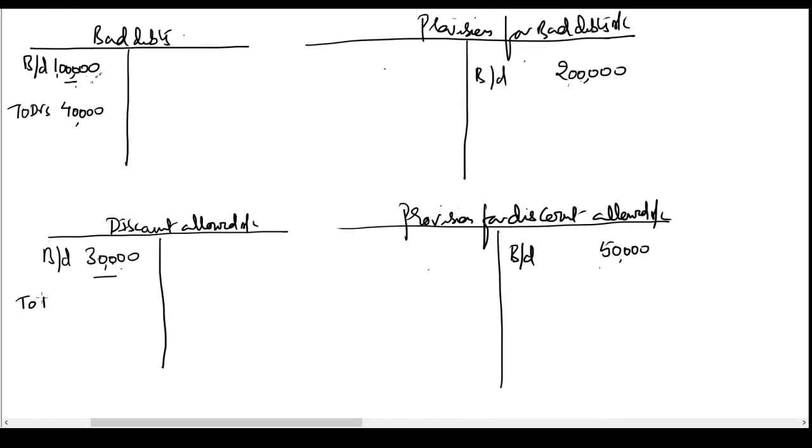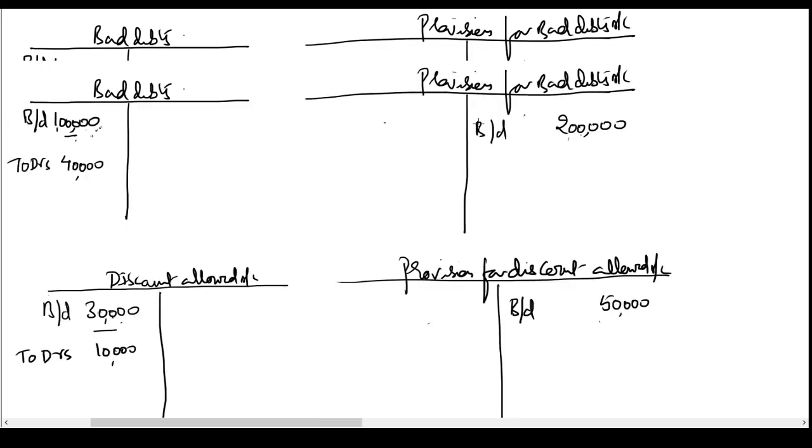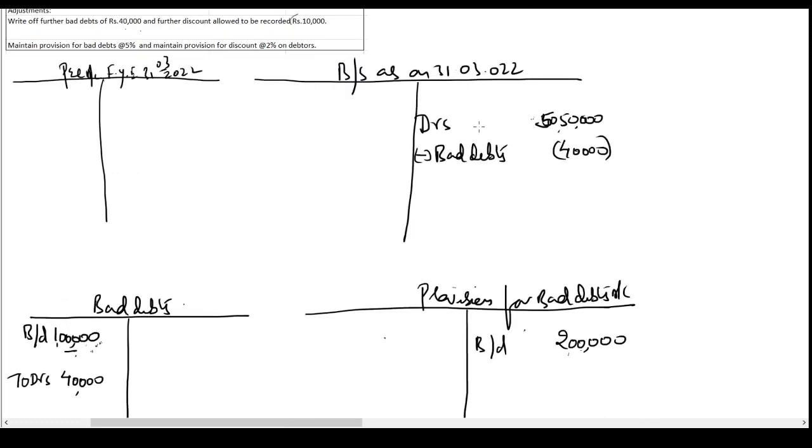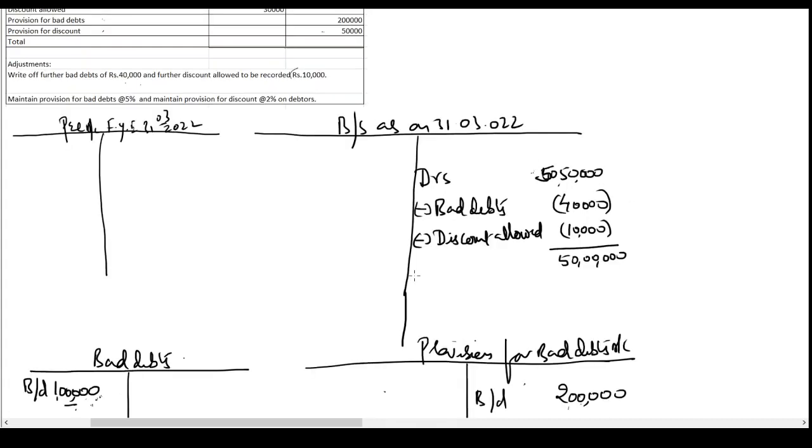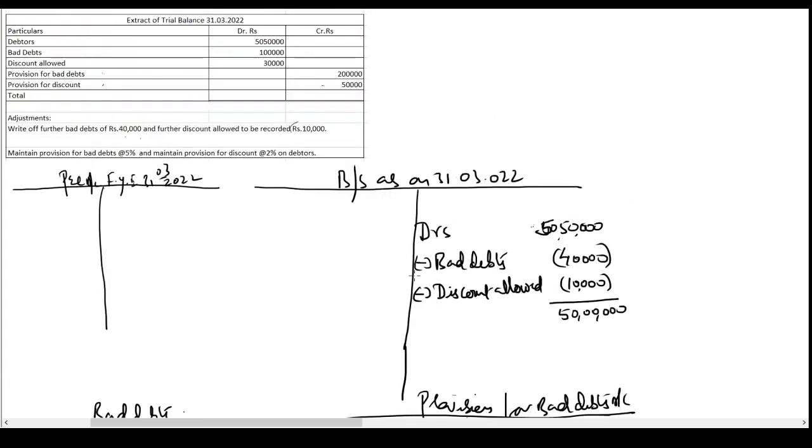Discount allowed account has to be debited to debtors 10,000 and debtor account has to be credited. Debtor account shows a debit balance. If you credit the account, that means the balance has to be reduced. So to discount allowed 10,000 I am reducing from debtors. Now what is the net debtors I am getting? 50 lakhs 50,000 minus 50,000, it is 50 lakhs. So this is the amount of debtors remaining after subtracting further bad debts and further discounts to be allowed.